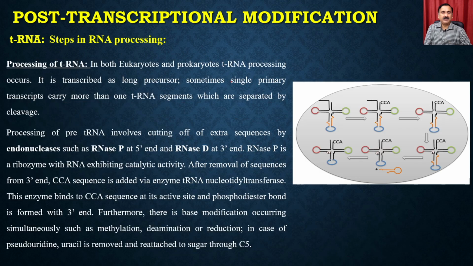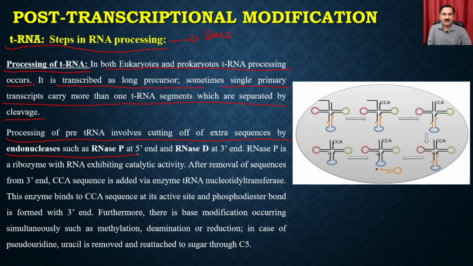Then we also can have the RNA processing in the tRNA. So in the case of tRNA, you can have the base modifications and you can also have different types of modifications. So what is the processing in the tRNA? In both the eukaryotic and prokaryotic systems tRNA processing occurs. It is transcribed as a long precursor. Sometimes single primary transcripts carry more than one tRNA segment, which are separated by cleavage. Processing of pre-tRNA involves the cutting off of extra sequences by endonucleases such as RNase P at the 5' end and RNase D at the 3' end.